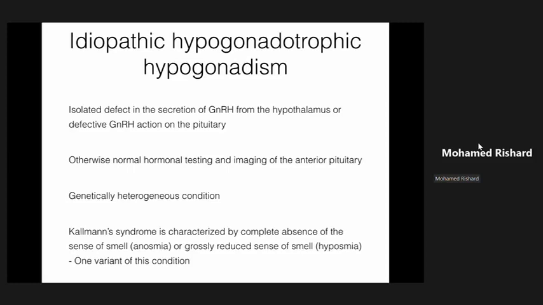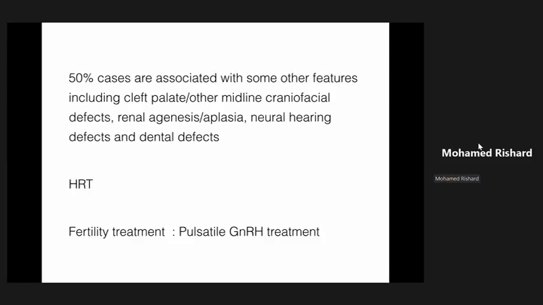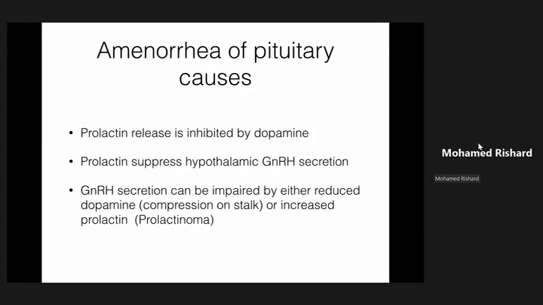Hypogonadotrophic hypogonadism. Okay, we give HRT. Fertility treatment can be given, since they can have other problems, including cleft lip and palate, midline craniofacial defects, and renal agenesis. All these things should be investigated. A multidisciplinary approach is important. We give HRT, we give fertility treatment, and they can conceive and have a child.